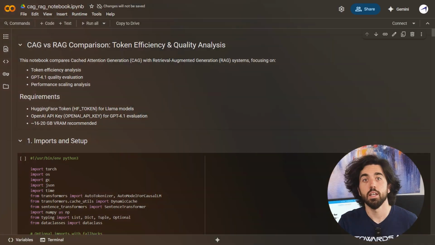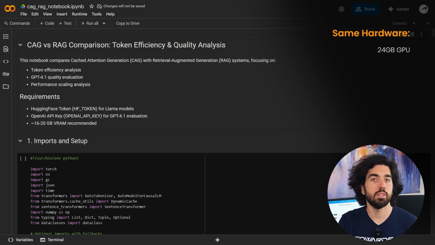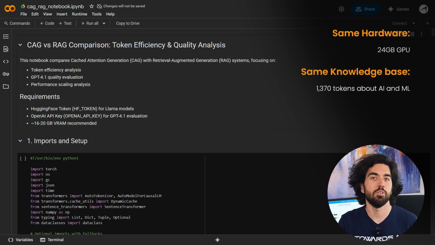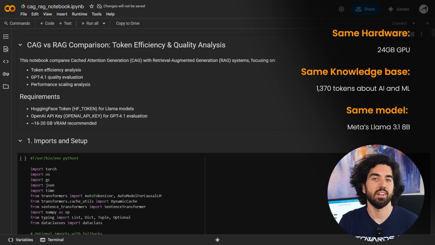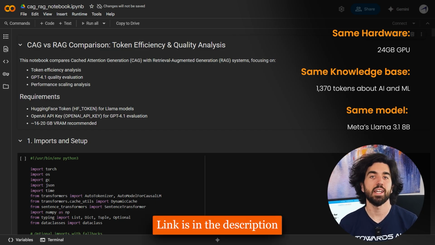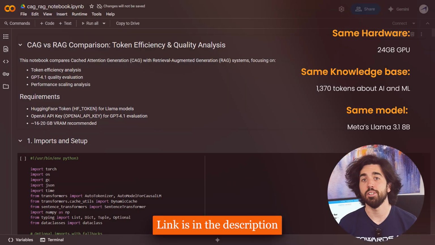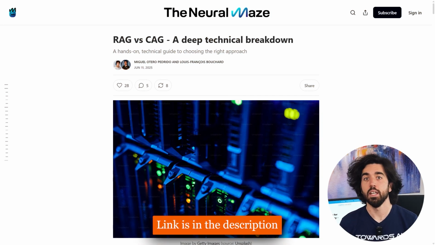Here, we compare the same GPU, same knowledge base, 1,370 tokens about AI and machine learning, and the same model, Meta's Llama 3.1 8B. Small enough to run on a single 24GB card without setting the studio lights on fire. By the way, the notebook is available in the description of the video, along with Miguel's article, if you'd like to follow along and run your own comparisons.